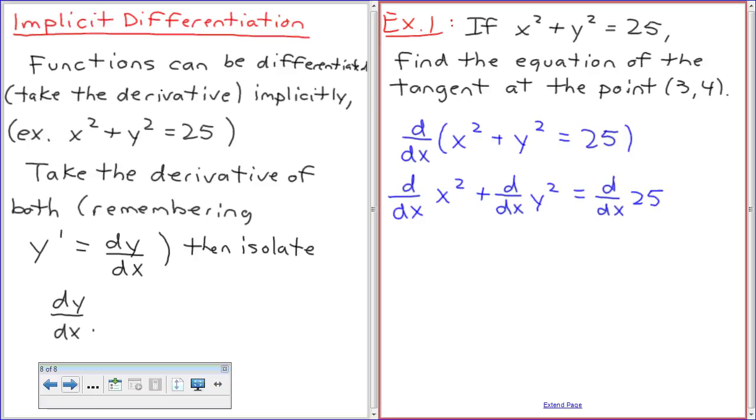Okay. What's the derivative of x squared going to be? 2x. Where does the y go in B? Well, I'm going to show you where it comes in right now. I'm going to show you how it comes. Let's do how we do this.